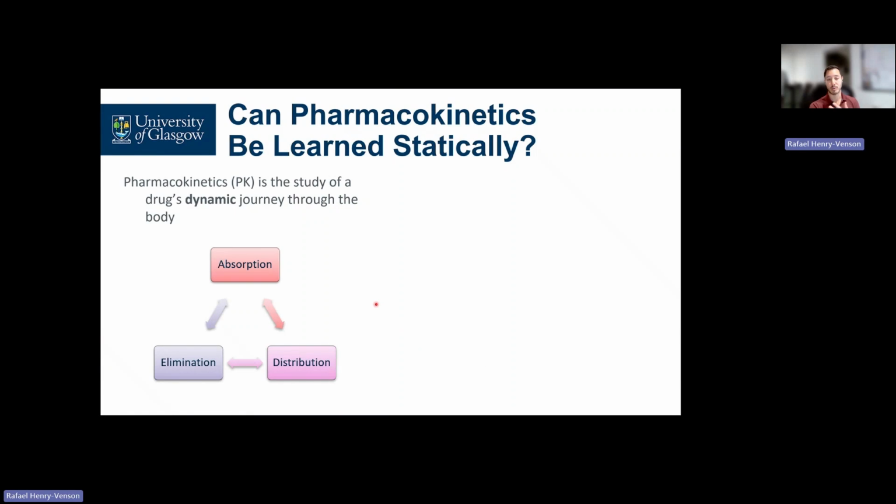So the body is responsible for absorbing the drug somehow, distributing the drug to different parts of the body itself. So for example, is the body allowing the drug in the brain, and the elimination of the drug. We don't want the drug, even therapeutic drugs, to be in the body for long.